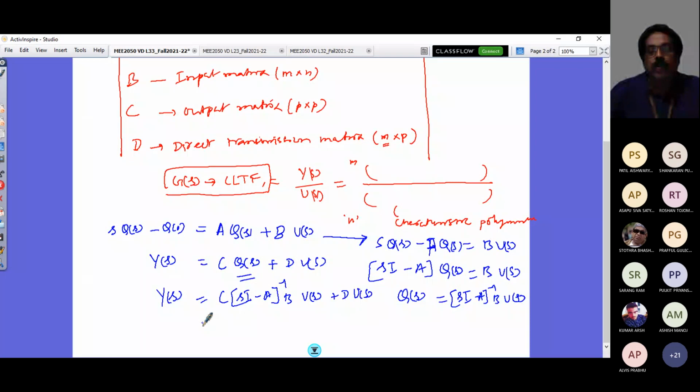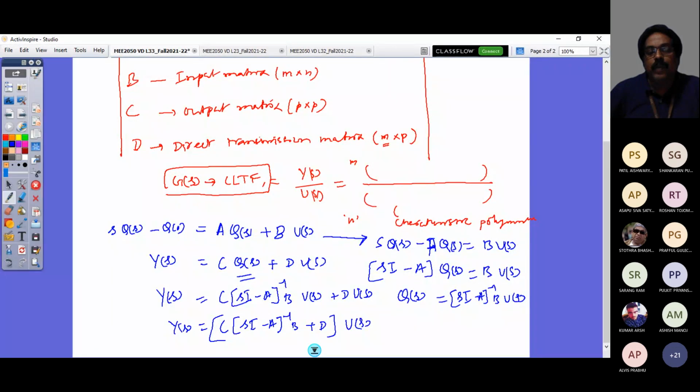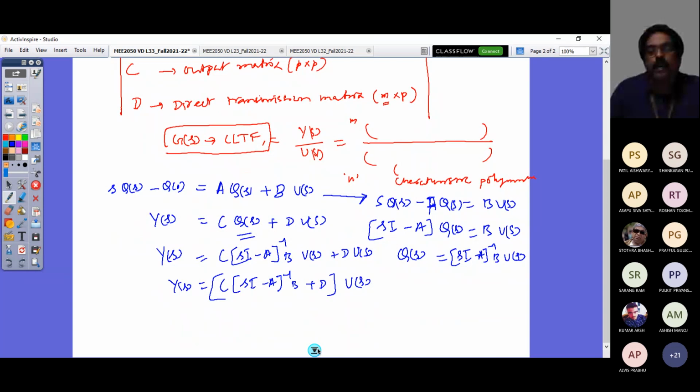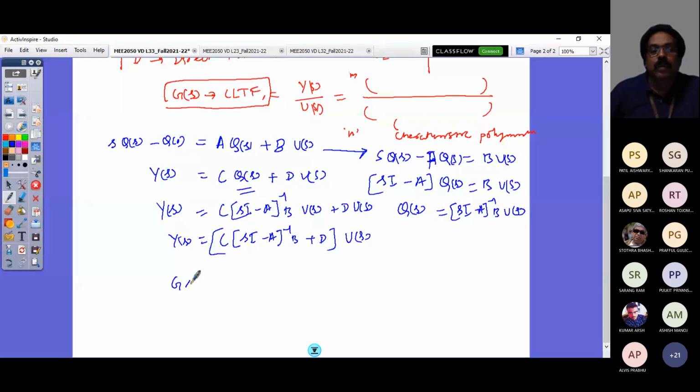So if I take U of s out in this, it's going to be C into sI minus A inverse B plus D, into U of s. So this is Y of s. So what is my closed loop transfer function now? That is Y of s by U of s. So G of s would be Y of s by U of s, and that's going to be C into sI minus A inverse into B plus D.